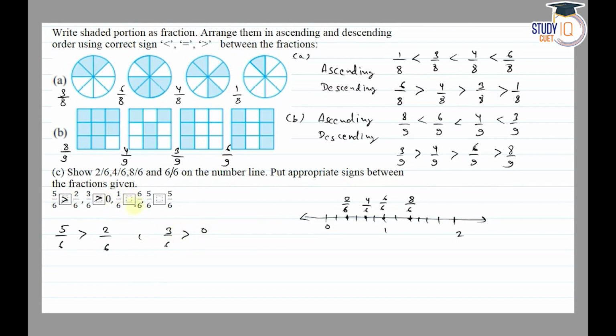Then 1 by 6 and 6 by 6. The denominator is the same, and in the numerator we have 6 bigger, so 6 by 6 is greater than 1 by 6. Here 5 by 6 and 5 by 6: both numbers are the same, so the equal sign will come, both numbers are equal. So that's our final answer. Thank you.